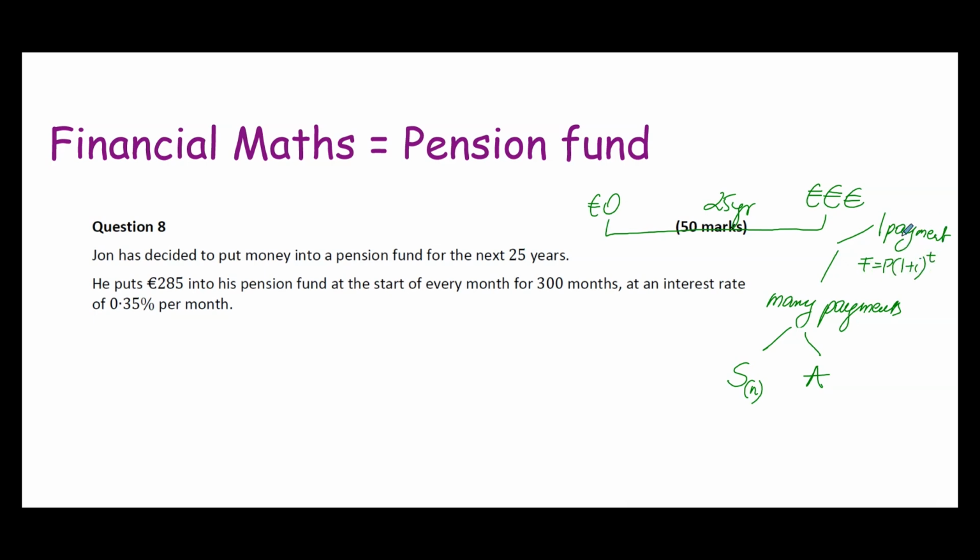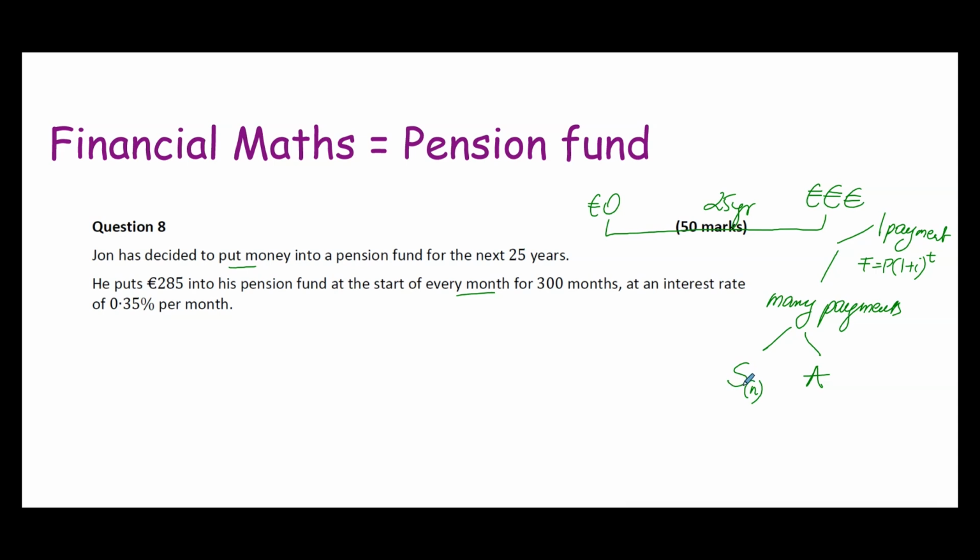So that's the first thing to identify when you are dealing with a financial question. Do you have many payments or do you have one payment? In this case, because he is creating a fund, there's going to be many payments because he's going to put money in every month. So many payments. Now the only question is, are we using the sum formula or are we using the amortization formula? What's the difference? How do we know?